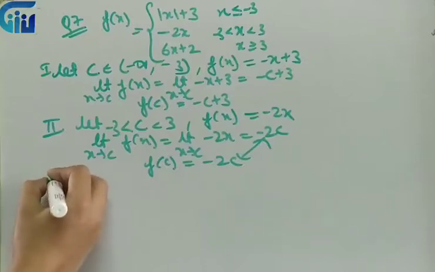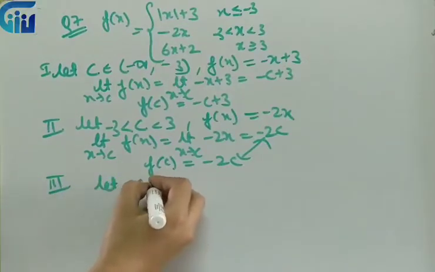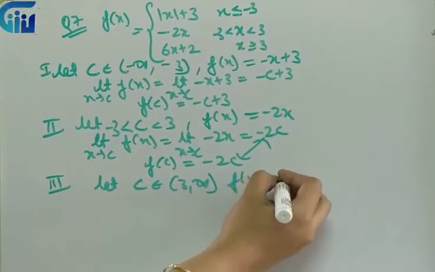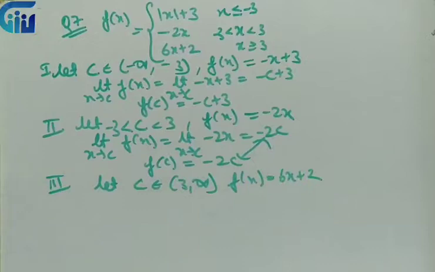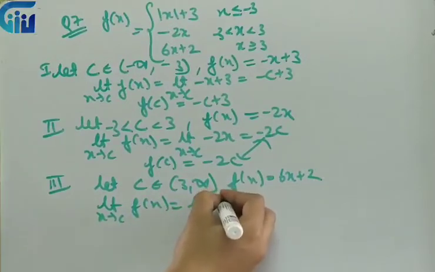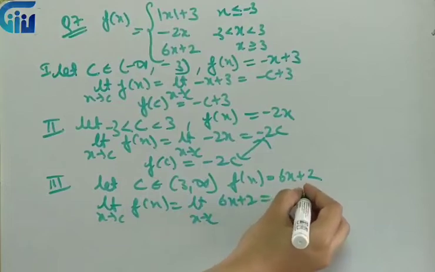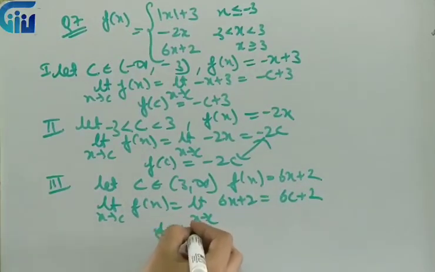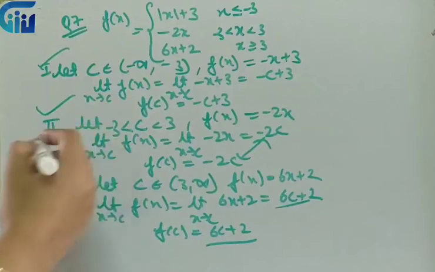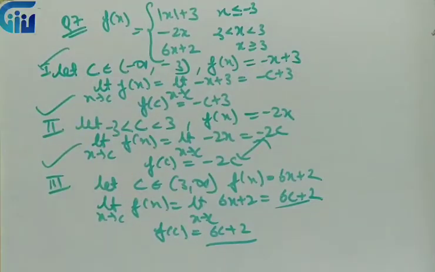Then the third case will be, let C be greater than 3. So again my function will be 6x plus 2, right? Again we'll have the same thing, limit x tending to C of f(x) is limit x tending to C of 6x plus 2, which is 6c plus 2. So f(C) will be 6c plus 2 and hence both are equal, so it is continuous. So these are the 3 cases which will always come out to be continuous, but since it is a 4-marker question, we have to write and present it in this manner.